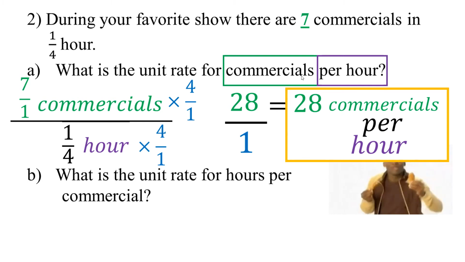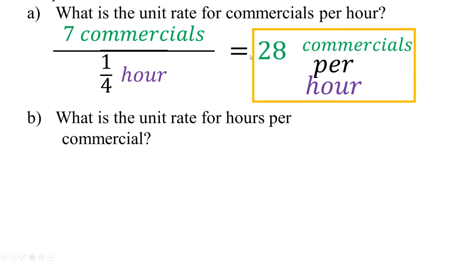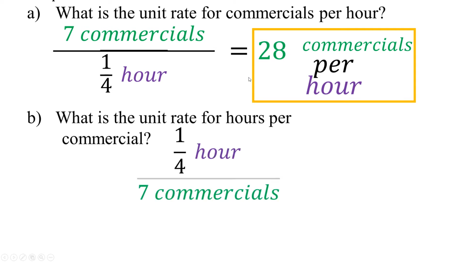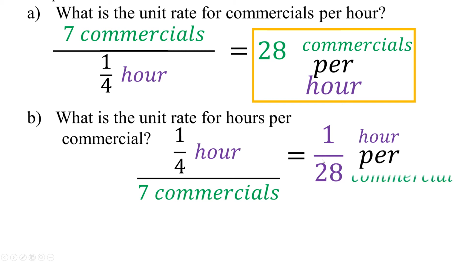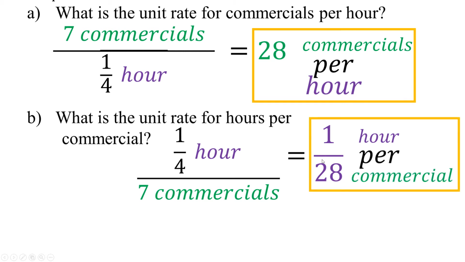Now, part B is what is the unit rate for hours per commercial? So you'll notice these two units have switched. Therefore, if you understand that these units have switched, the answer is going to flip. We can do the work, multiply by 1/7 times 1/7, and we'll get the opposite of this, the inverse. So 28/1 becomes 1/28 of an hour per commercial.